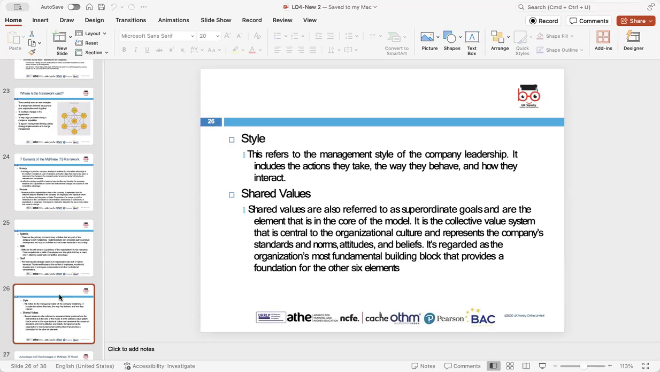Shared values are the core beliefs and norms that form the foundation of the organizational culture. These values drive the company's culture and influence the behavior of employees. They are considered the central building block of the organization, guiding other elements of the 7S model.